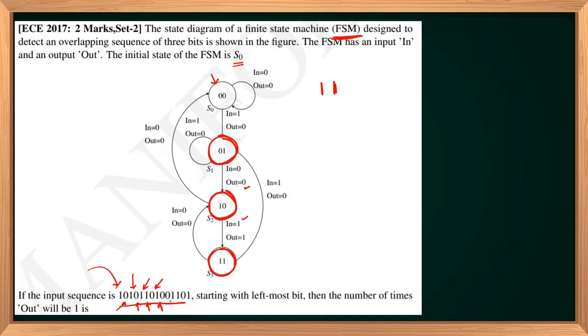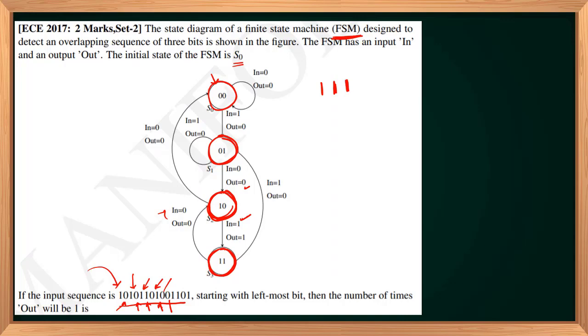Then comes another 1. Input is 1, I will go to S3 with output 1, so I will write a 1. Then comes a 0. 0 means I will go to S2 state. Input 0, S2 state with output 0. Then comes another 0. Another 0 implies I will go to the initial state back again, S0.